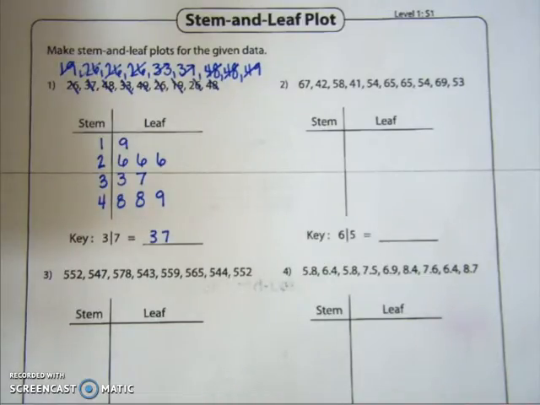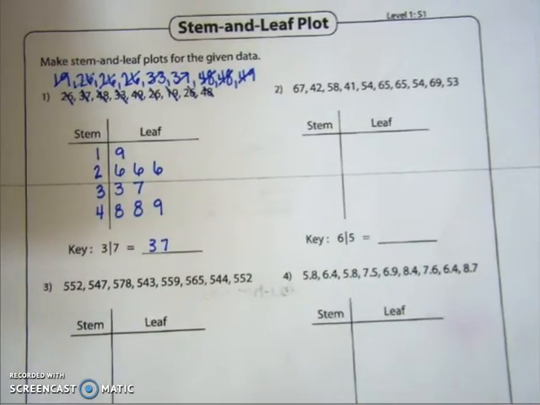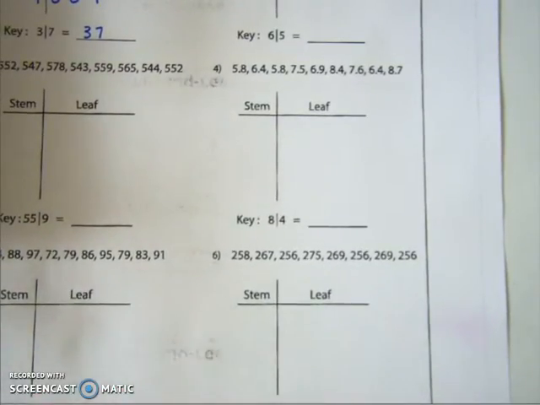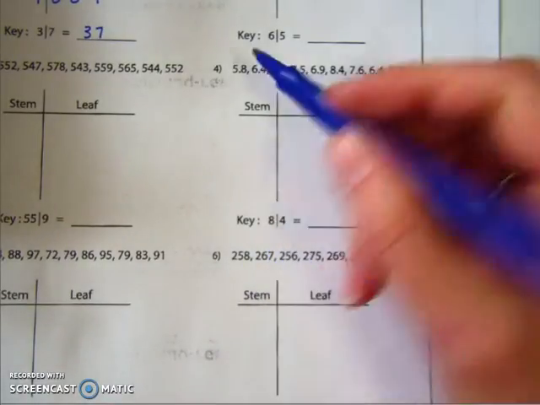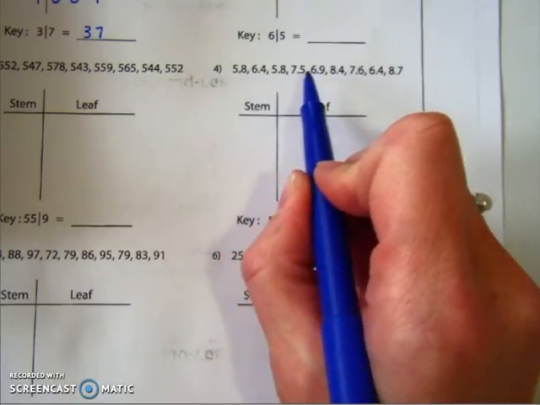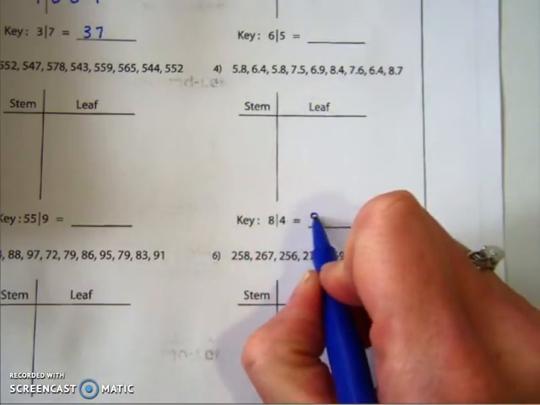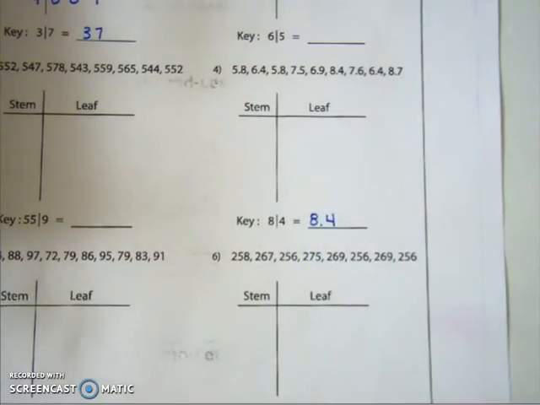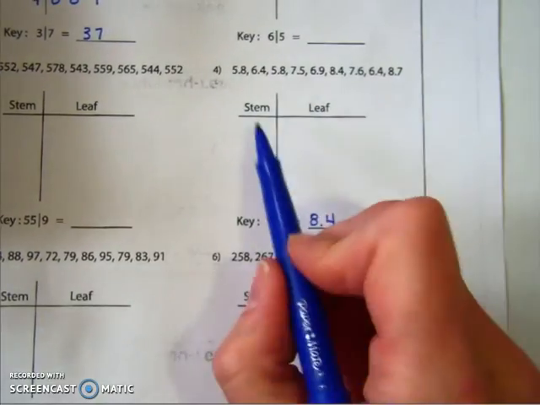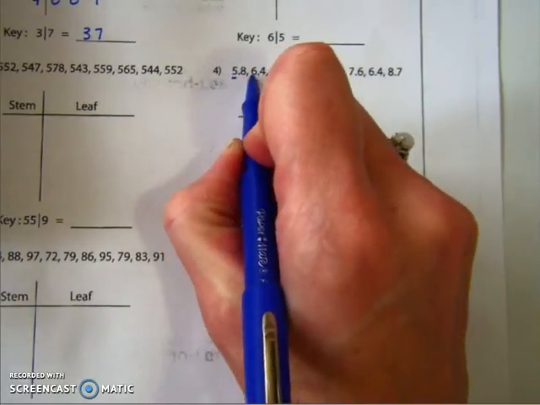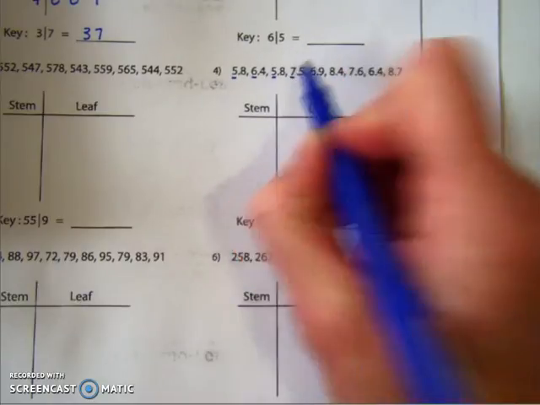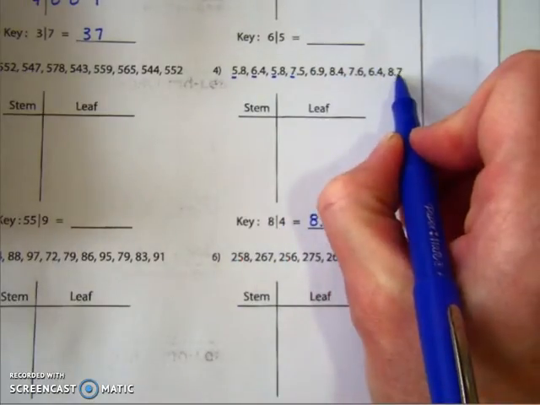Now before we leave, I wanted to do one more. I wanted to take a look over here. If you look at number 4, it is a little bit different because your key here, 8 and then 4, doesn't mean 84. If you look up here, it actually means 8.4. So that means my numbers in the stems are going to be the whole numbers, and the numbers in the leaf are going to be the number in the tenths place, right after the decimal.